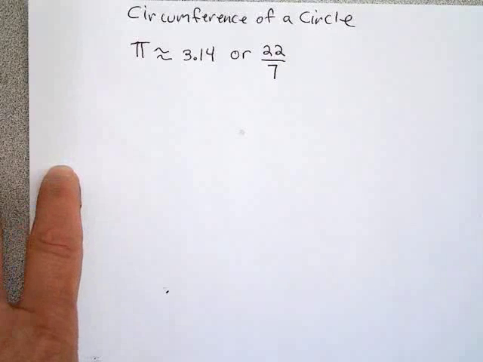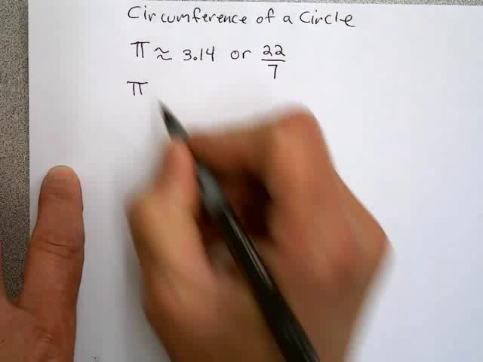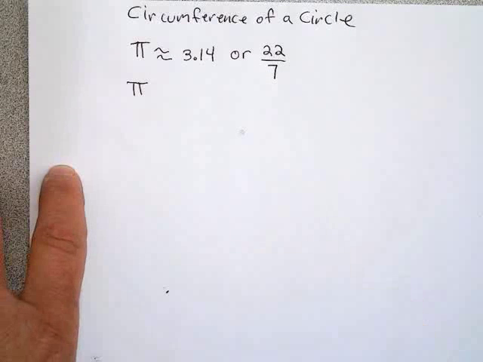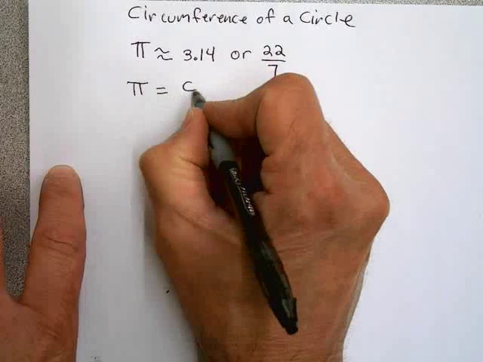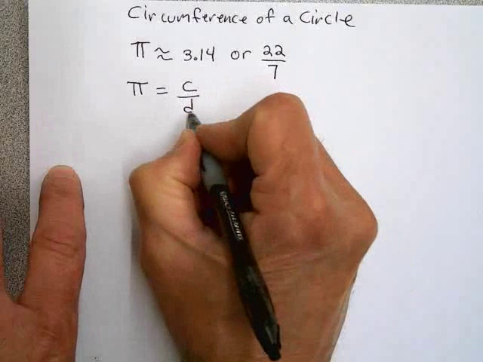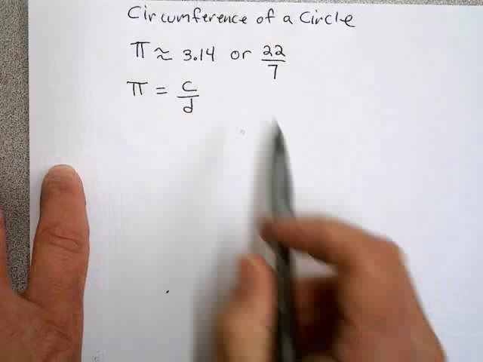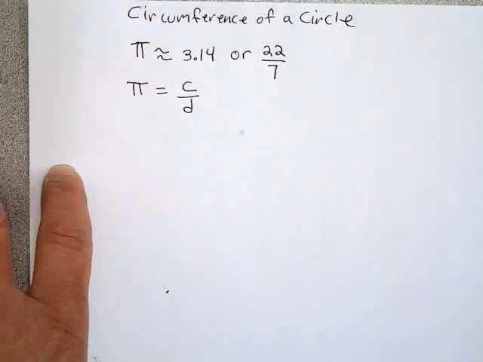And what is pi? Pi is essentially this. It's not just a number, it is a relationship between the circumference and the diameter of a circle. In other words, if you take the circumference of any circle and you divide it by the diameter of that circle, you're going to get approximately 3.14, or if you're working with fractions, about 22/7.